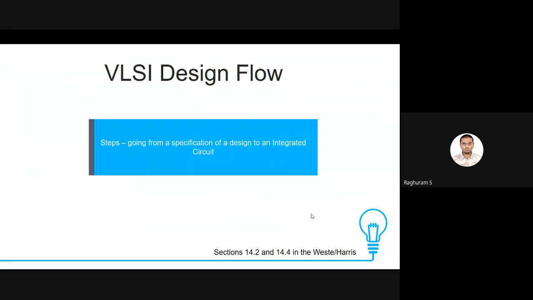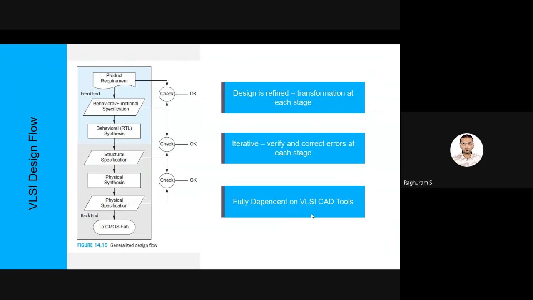Okay, and the starting specification is a technical specification in terms of the functionality, 16 bits or 32 bits or 200 megahertz. So how do you go from this specification all the way to a layout? These steps where the design is continuously transformed from one domain to another constitute what is called the VLSI design flow. Okay, so we will look at a very high level diagram for this process.